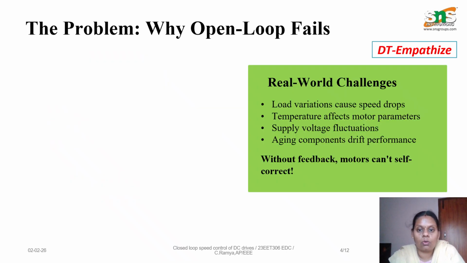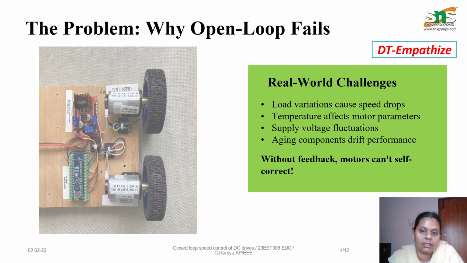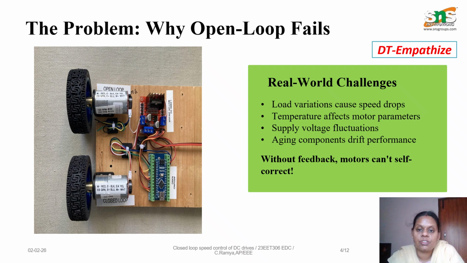Next is why open loop fails. What is the actual problem we are facing? The open loop system fails because of real-world disturbances. That is, load variation, which drops the speed, and temperature changes, which affect the parameters. We also have supply fluctuations, which affect the voltages, and aging components, which produce drift. Since there is no feedback, the system cannot correct the errors automatically. Hence, feedback is essential.